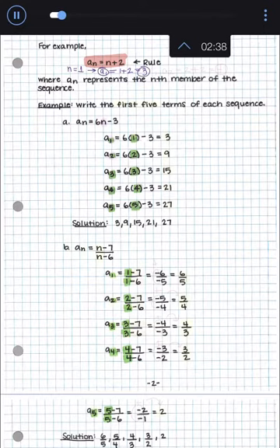And then you could do that for the second term. So you'd find a sub 2, which is equal to 2 plus 2, which is 4. So the second term would be 4, and you can keep on going to find any term that you want.